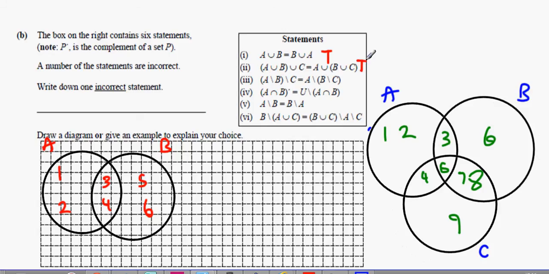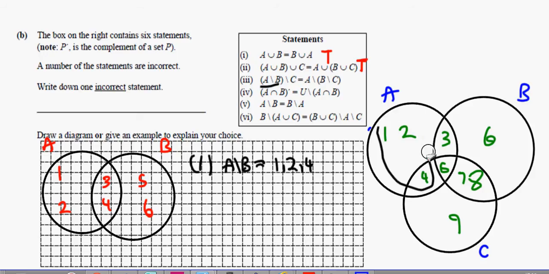So that's true. The next one, everything in A that's not in B, that's not in C, is the same thing as everything that's in A that's not in what's in B but not in C. That's a bit of a difficult question to do, so we're going to try this one here. Let's write down this. Everything in A that's not in B is going to be 1, 2 and 4.